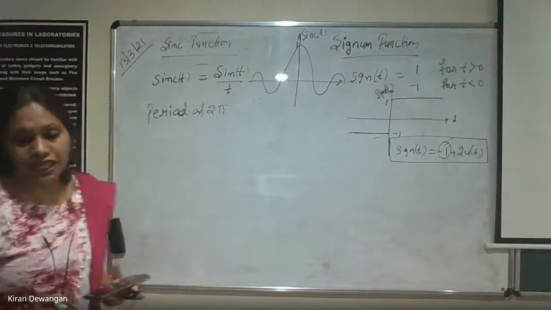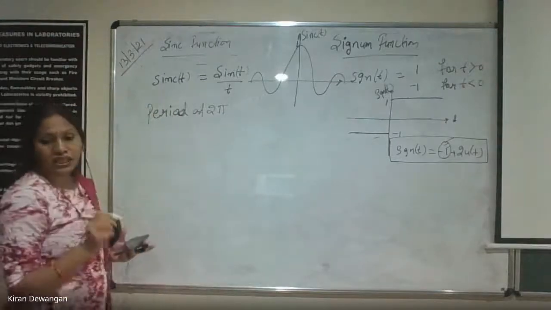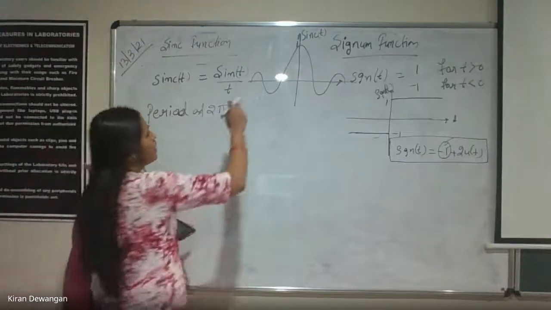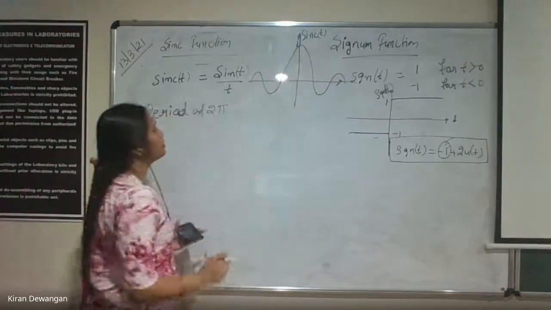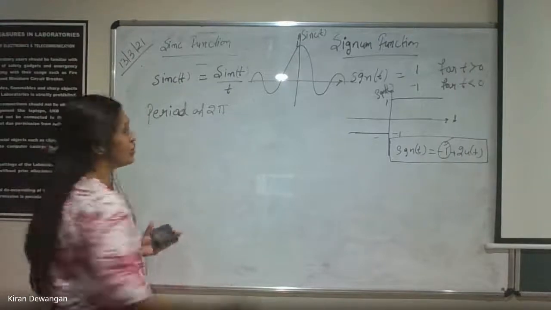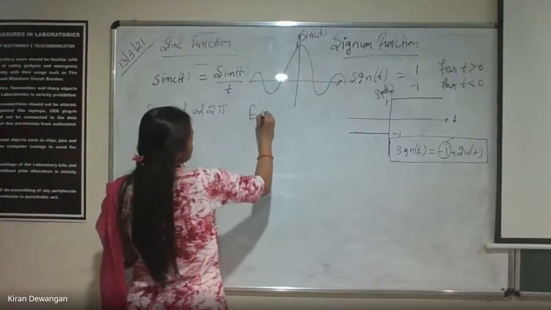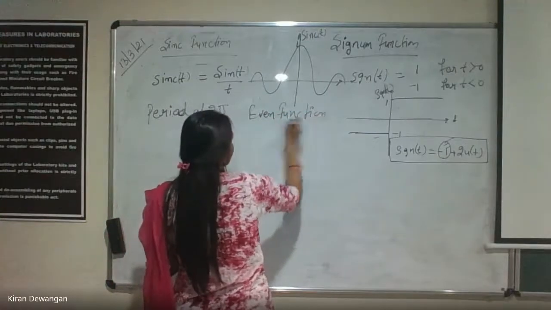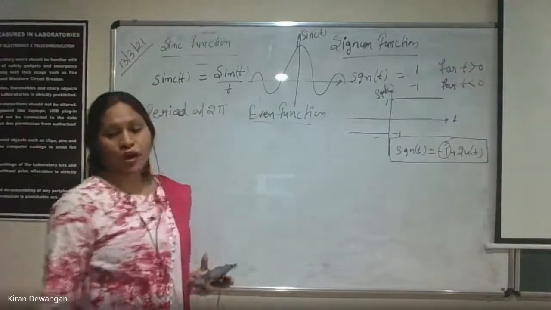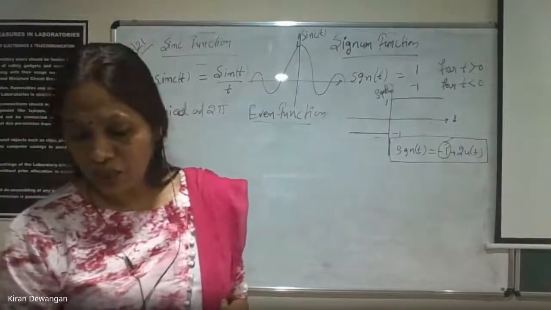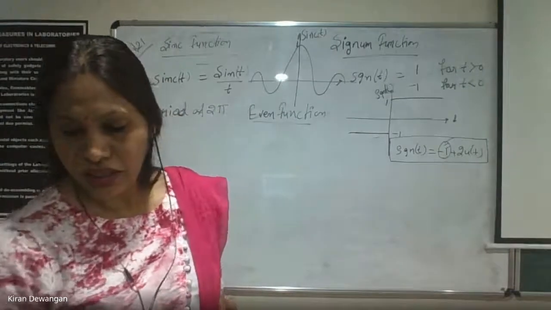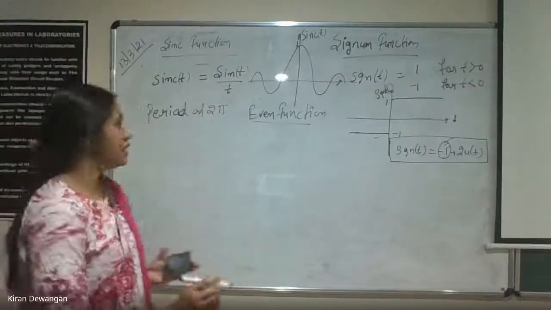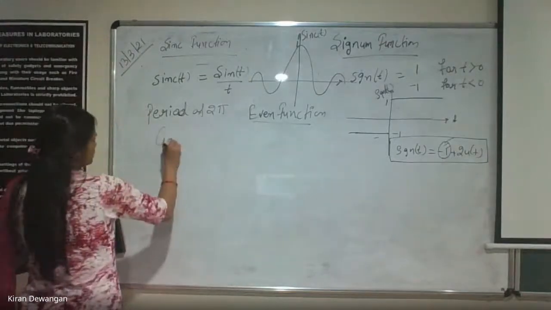It oscillates with the period of 2 pi, and it decays with increasing t, and its value is 1 at t equals 0. So it is also an even function. So that was all about the sinc function. We make use of the sinc function in Fourier analysis as well as in probability theory also. Okay? Next is the Gaussian function.